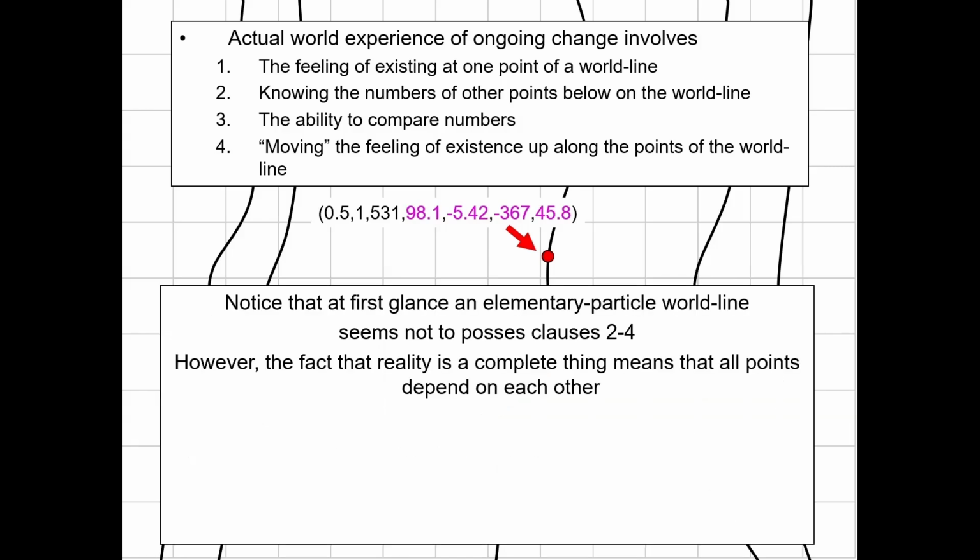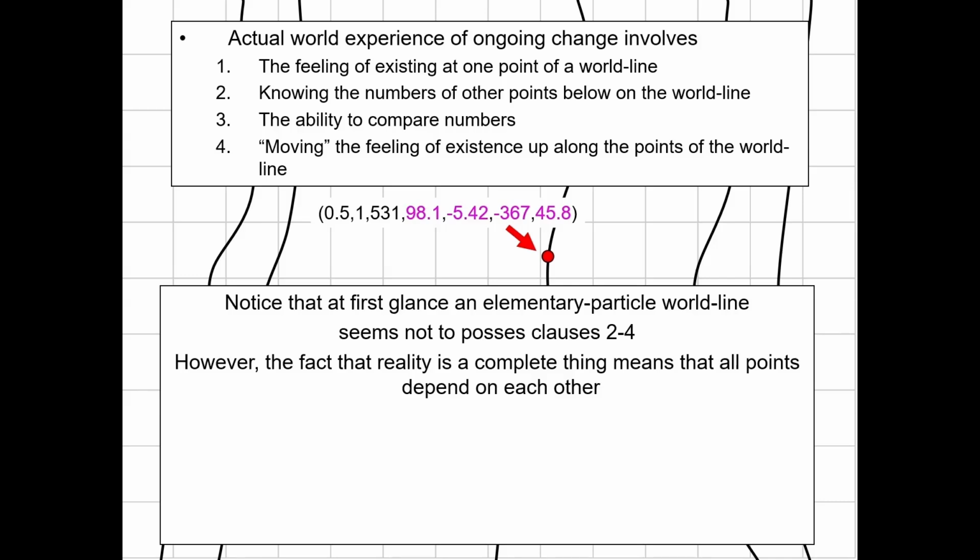Now notice that at first glance, an elementary particle world line seems not to possess clauses 2 to 4. So an elementary particle does exist at one point, but it doesn't seem to have any knowledge about any other points below it on the world line, and it doesn't seem to have the ability to compare the numbers in order to understand if change happened or not. And we do not have a mechanism for moving the feeling from one point to the other.